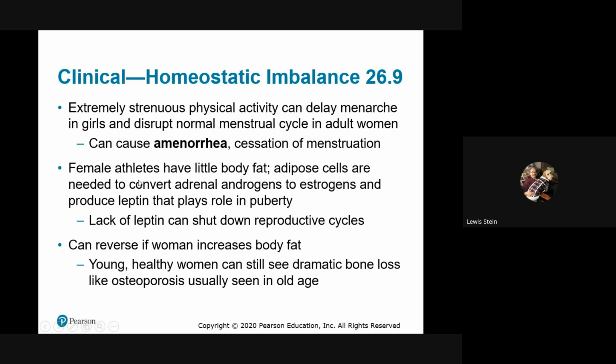So, female athletes, little or no body fat, that plays a role. That lack of leptin shuts down the cycle. So if it's done, you can see why people will do this intentionally. It can reverse if a woman increases her body fat. Young, healthy women can still see dramatic bone loss, usually seen in old age, because of this.